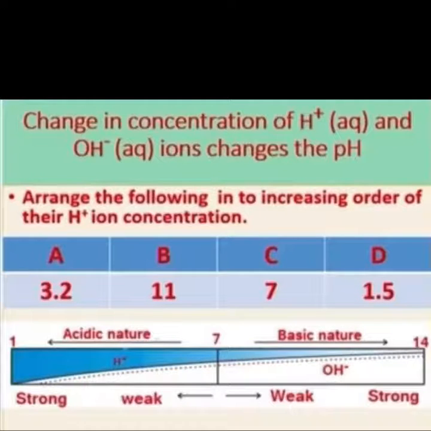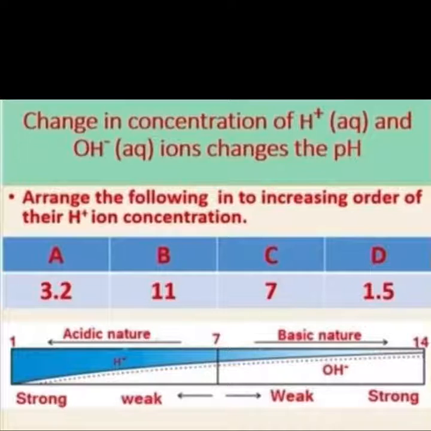Next topic is changing concentration of H+ ions and OH- ions changes the pH. Okay. Here is a question. Arrange the following into increasing order of their H+ ion concentration. There are some values. Here, solution A having pH value 3.2 and solution B having pH value 11, and solution C having pH value 7 and solution D having pH value 1.5. How will you arrange these values in the increasing order of their H+ ion concentration?